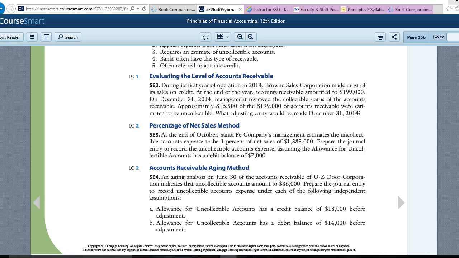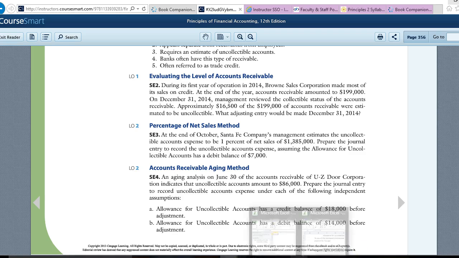SE4 basically tells us an aging analysis on June 30th of the accounts receivable of UZ Door Corporation indicates that uncollectible accounts amount to $86,000. Prepare the journal entry to record uncollectible account expense under each of the following independent assumptions. So under this method, it's telling us what it should be. The uncollectible account should be at $86,000. That's what it's telling us.